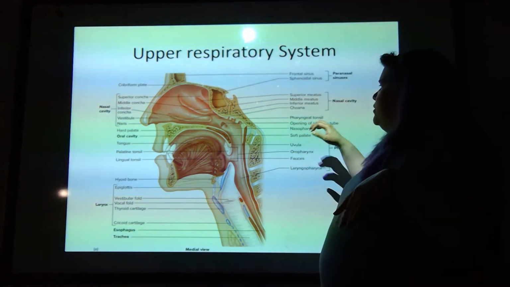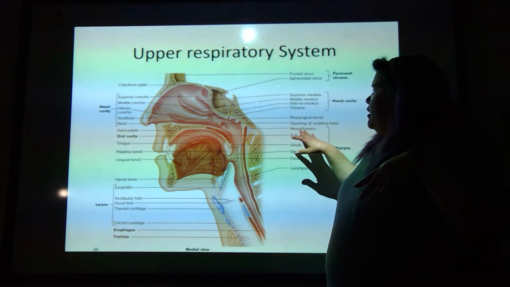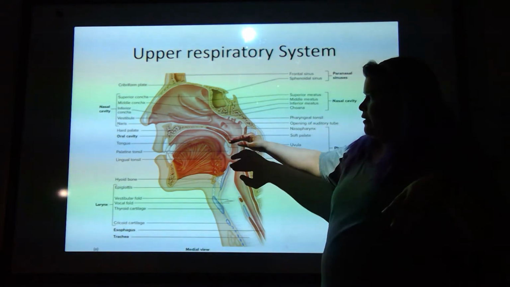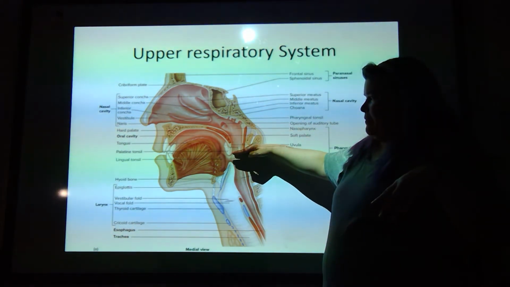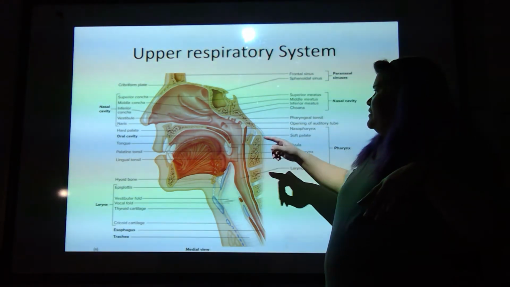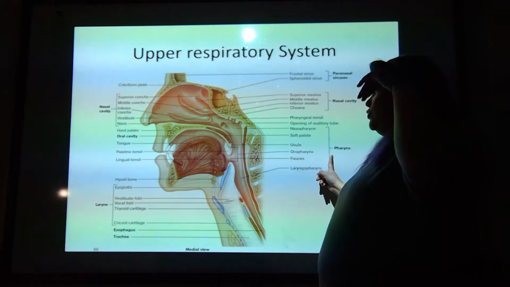Let's see. Don't worry about the pharyngeal sinus. I'm not worried about that. So, back of the nose, here's that tubing. Back of the nose, back of the mouth, top of the throat. Okay? This is the pharynx. This is that top piece of that tubing.